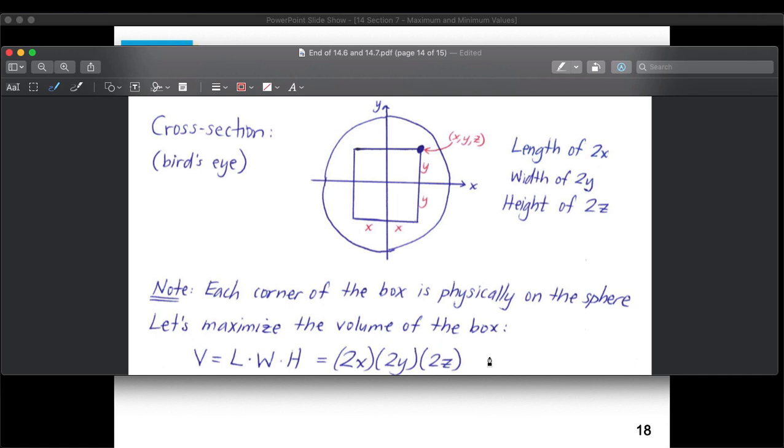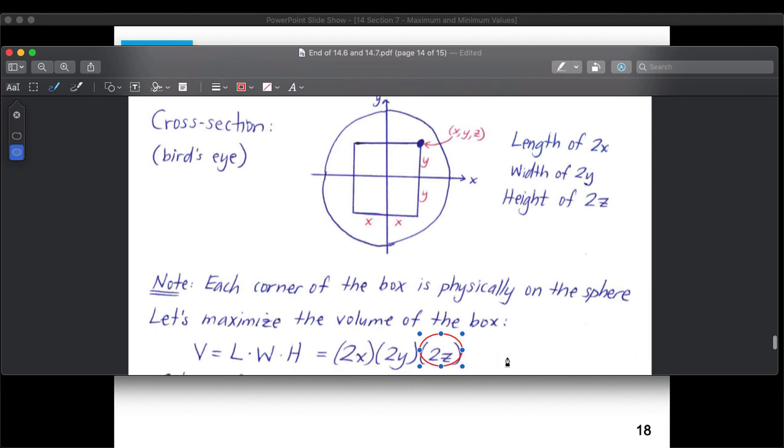Now, like previous examples, I do not want 3 variables. I want 2 variables at most. So to do that, once again, I'm going to try to get this z term and put it in terms of x and y. So how do we do that? Well, you basically just use the relationship that was given to you.